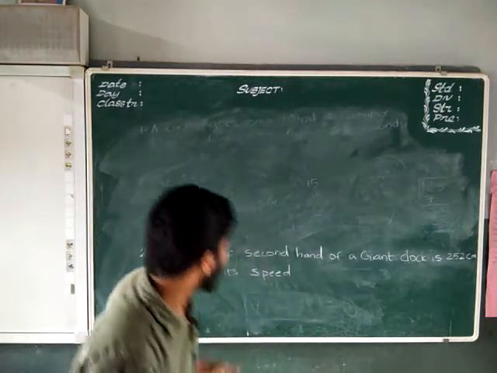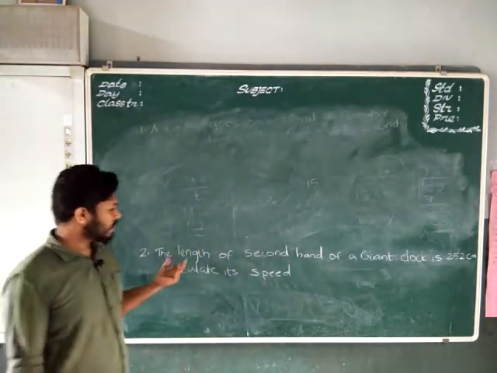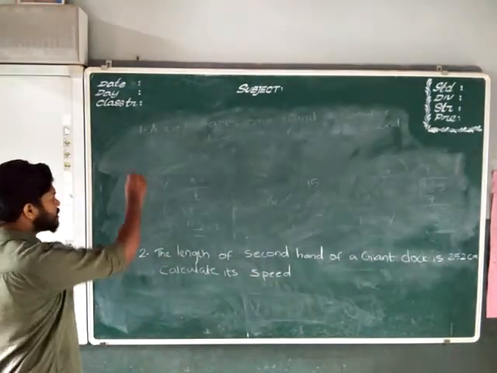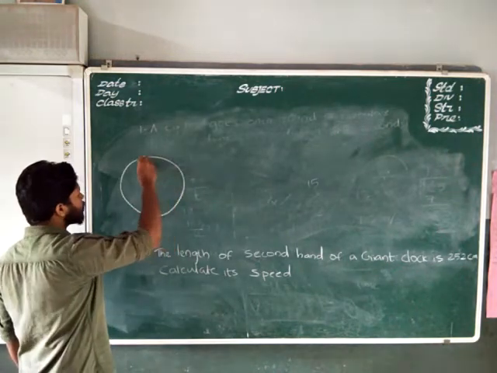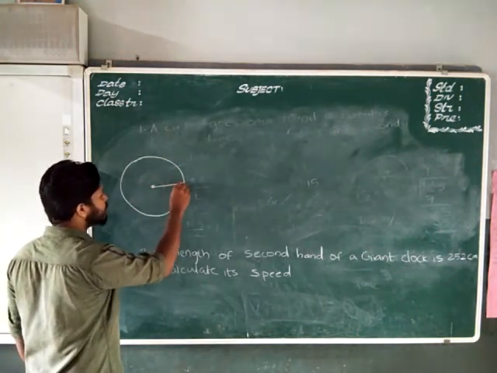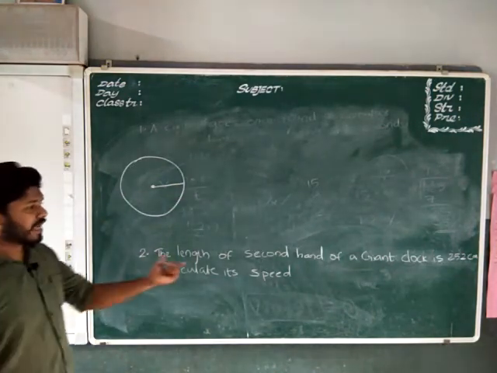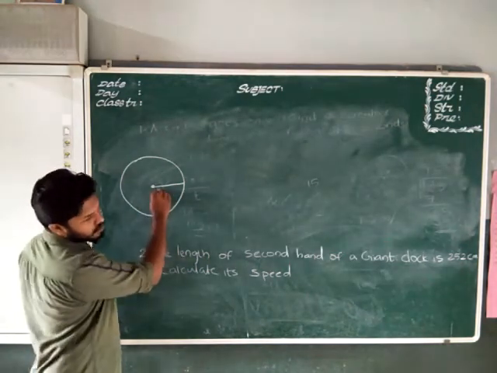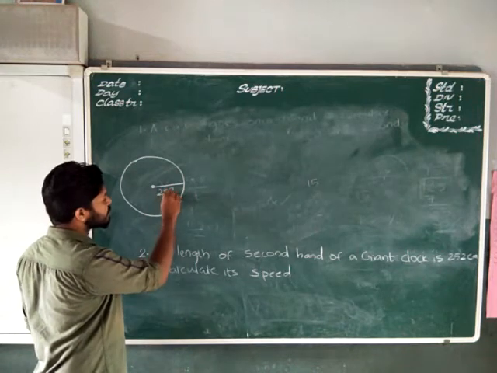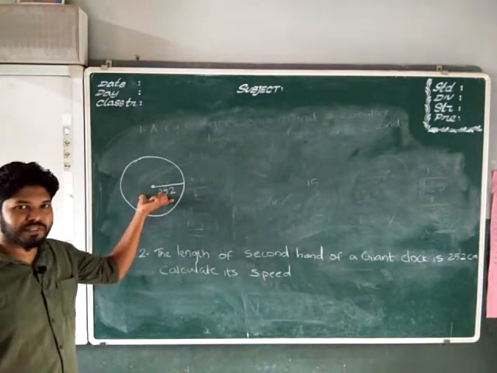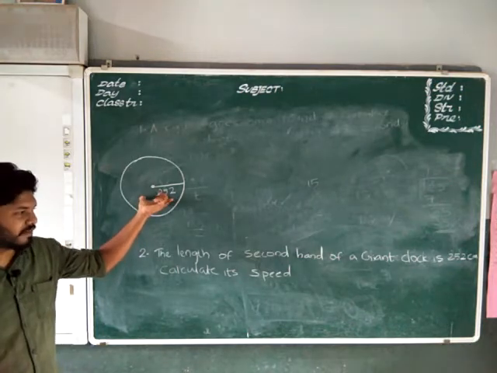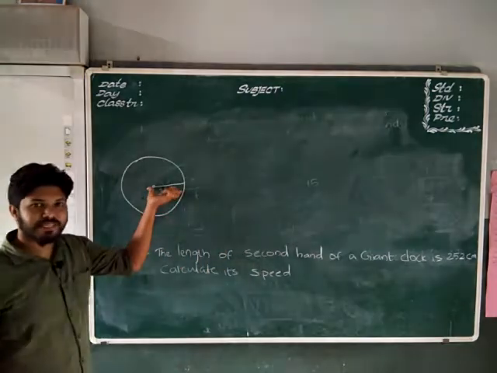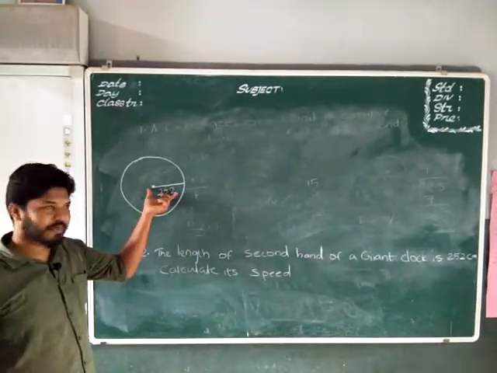This is based on the clock, that is clock or watch. The length of second hand of a giant clock is 252 cm. Calculate its speed. See, if any question regarding the clock and the length of minute hand or second hand is given, that length is actually the radius of this circular object. So it's actually 252 centimeter. That is the radius of the clock itself. The length of second hand or minute hand is the radius of the clock. So from that you get one information, radius.